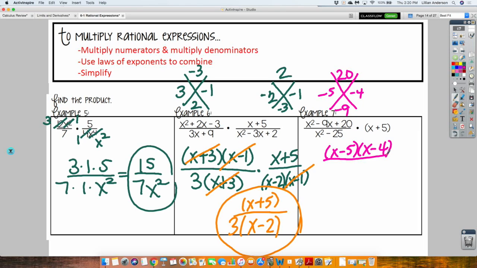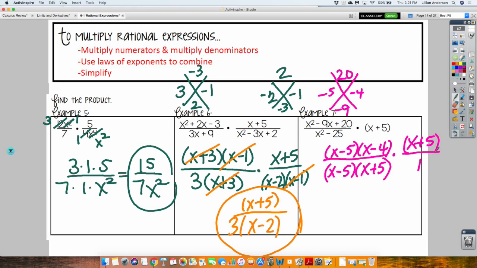What about the bottom? I take the square root of the 2. This is a difference of perfect squares. So that's x minus 5, x plus 5. And that's times x plus 5. Can I write that as a fraction? I want to write that as a fraction. I can just write it as x plus 5 over 1. That's essentially what it is.